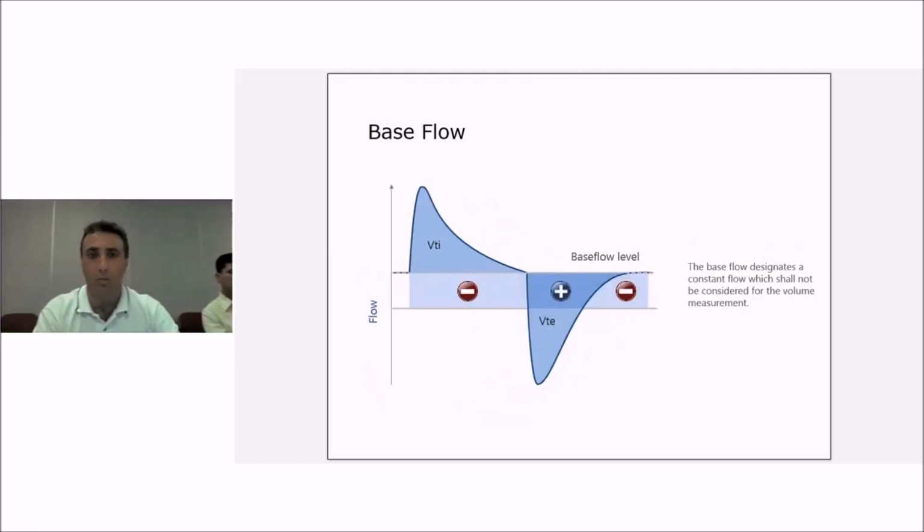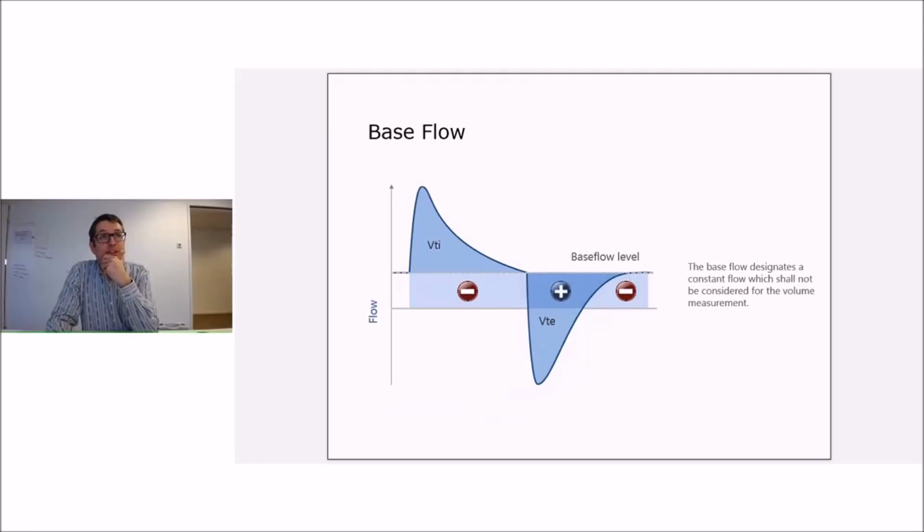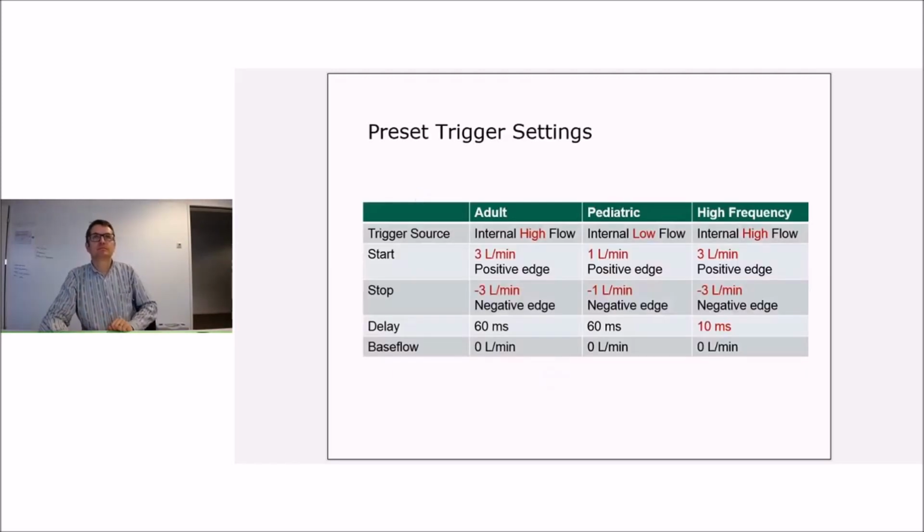Okay, base flow. If you have leakage, intended or unintended, all your tidal volume integration would be the entire blue area, and it will be way too big here, and it will be way too small in the expiration. So you have the possibility of setting a base flow level, which corrects the base flow. Very rarely used. And mostly used are the predefined preset trigger settings.